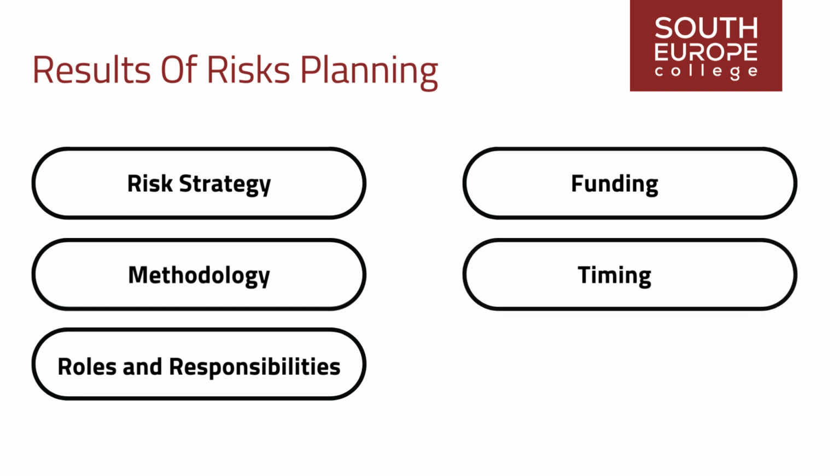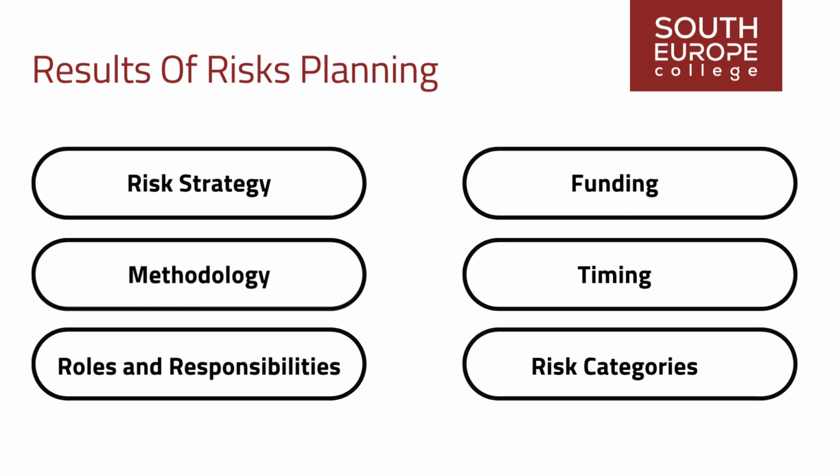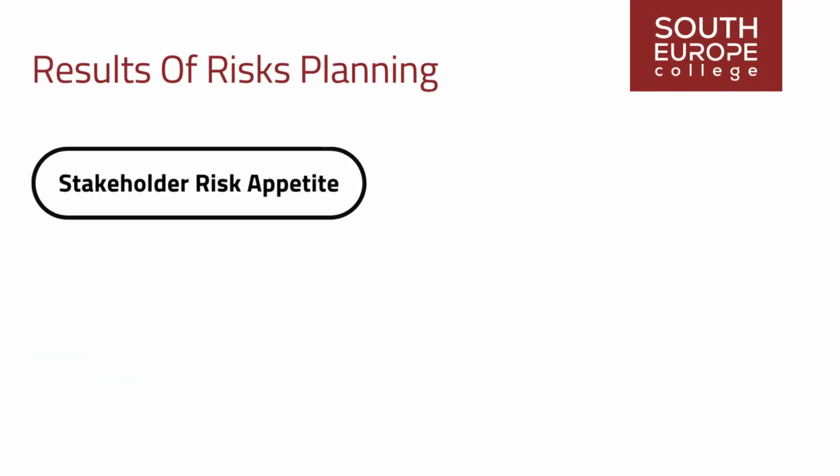Timing. Specifies when and how often project risk management processes will be conducted throughout the project lifecycle, seamlessly integrating these activities into the project schedule. Risk categories. Provides a mechanism for grouping individual project risks, often facilitated by a risk breakdown structure, RBS. This hierarchical representation aids the project team in identifying and categorizing risks effectively. Stakeholder risk appetite. Records the risk appetites of key stakeholders, expressed as measurable risk thresholds around each project objective. These thresholds shape the acceptable level of overall project risk exposure.